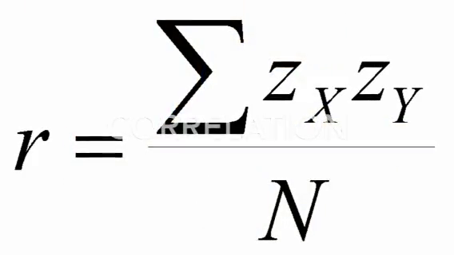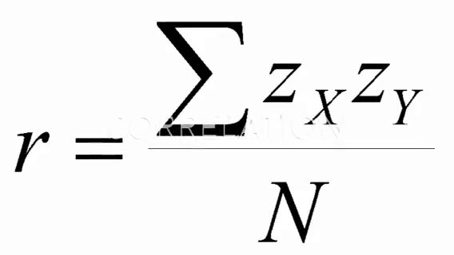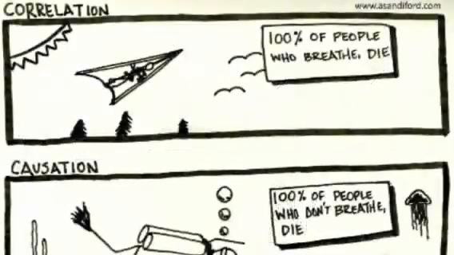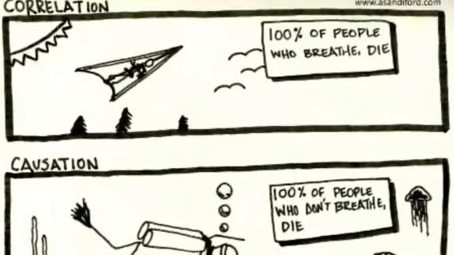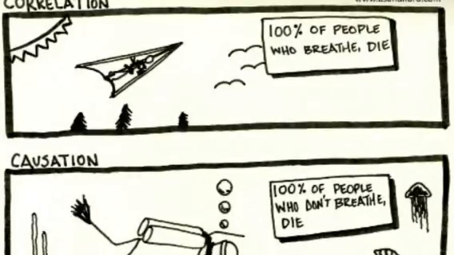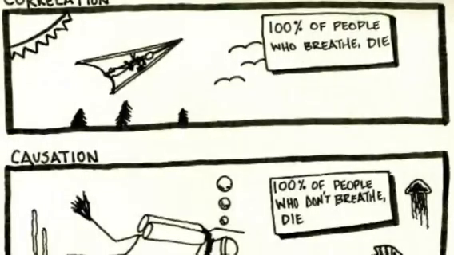And now we're going to talk about correlation. Correlation is a measure of the extent to which two factors vary together, and thus how well either factor predicts the other.